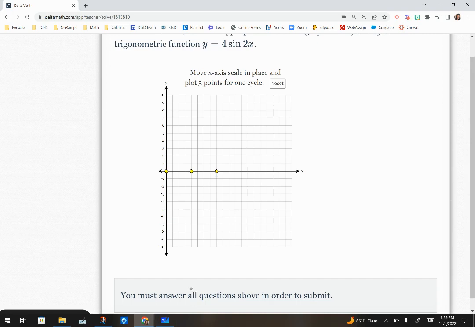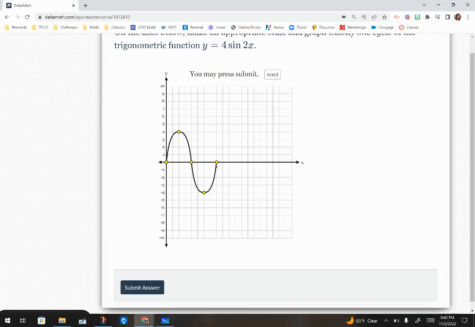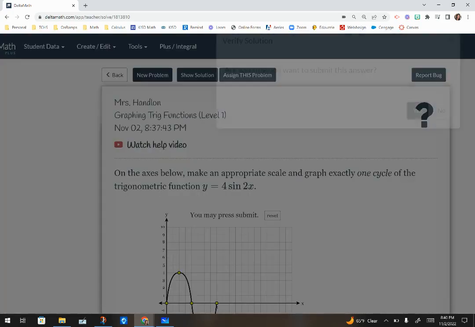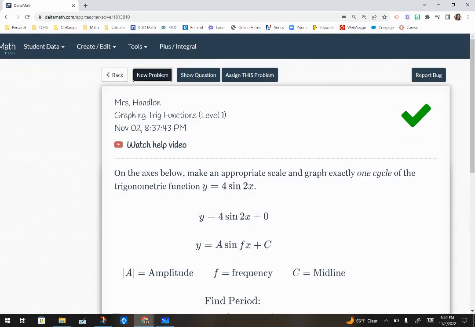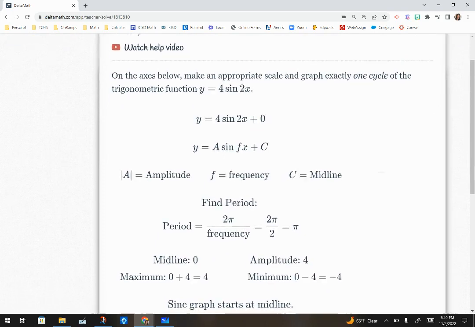So in between those first 4 squares, I start here and I go up 4. 1, 2, 3, 4. And between the last 4 squares, I go in the middle and I go down 4. 1, 2, 3, 4. And there you go. There is your sine graph. And you're done. And let's submit. And there you go. Pretty easy, right?